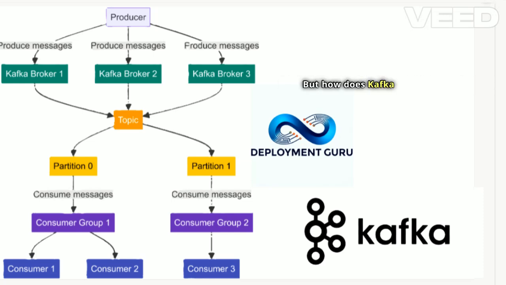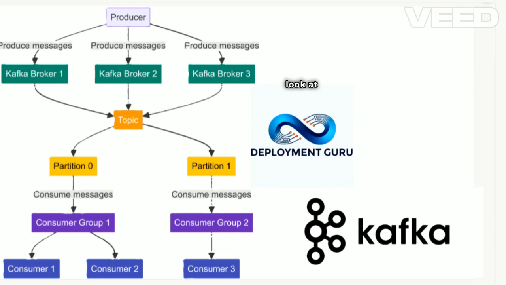But how does Kafka actually work? It operates on a publish-subscribe model where producers publish data to topics and consumers subscribe to these topics to receive the data. The data is stored in partitions within topics and replicated across multiple brokers for fault tolerance.